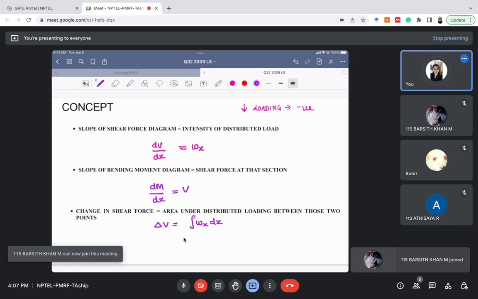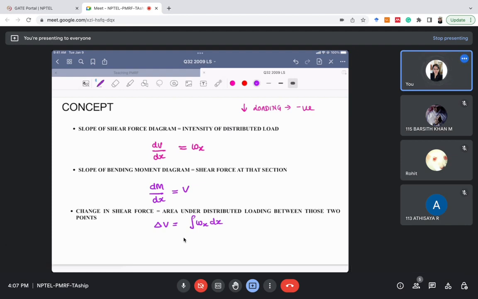So let's start. Please note down these points. These are very important. Slope of the shear force diagram is equal to the intensity of the distributed load. Okay, just remember these points for now. Then when we solve this problem, I'll tell you how to implement this. Just for now, remember these points which I'm telling you. The slope of the shear force diagram is equal to the intensity of the distributed load.